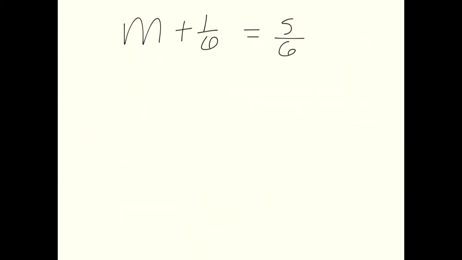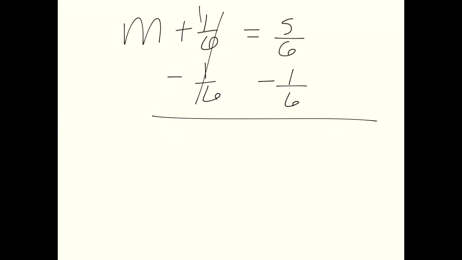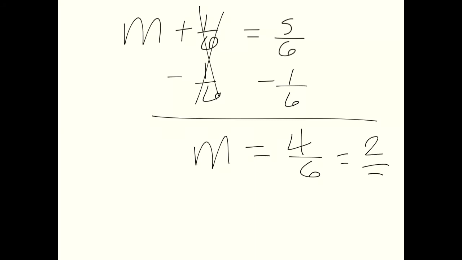When doing this problem, you're going to start with subtracting 1/6 from both sides. We're going to want to cross out both of the 1/6s. So 5/6 minus 1/6 equals 4/6. You are not done yet, because you can reduce 4/6 to 2/3.